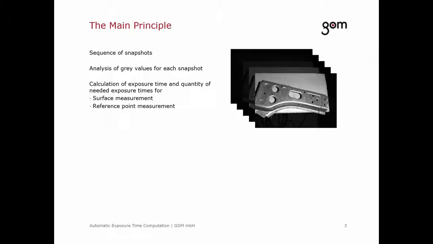In V8 SR1, 3 different modes for the automatic exposure time computation exist. They are based on the same main principle. First, a sequence of snapshots is taken, and the gray values are analyzed in all pictures. Then, the right exposure time and the number of needed exposure times are calculated. This is done for the surface measurement and the reference point measurement.